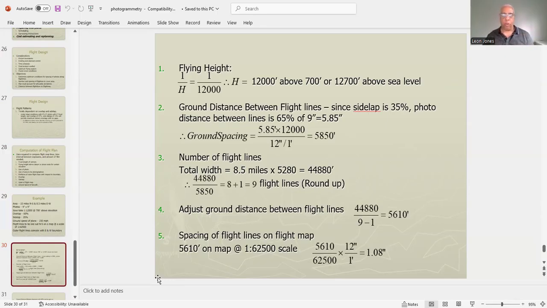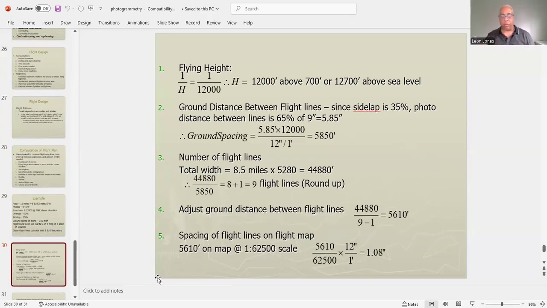So you're going to find the total width, 8.5 miles, and you're going to convert miles to feet. And what you're going to do, you're going to use the number 5,280. Well, 5,280 feet equals 1 mile. So when you multiply 8.5 miles times 5,280 feet, you get 44,880 feet. So then you take that number, 44,880, and then you divide it by your ground spacing answer, and then you'll get your flight lines.